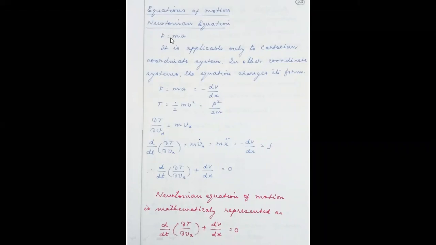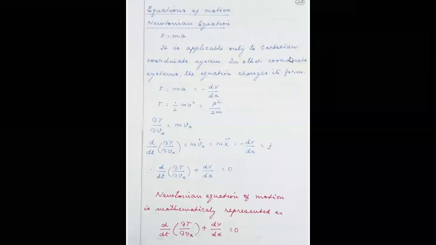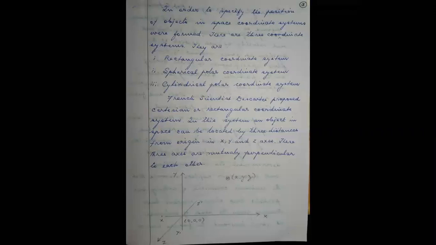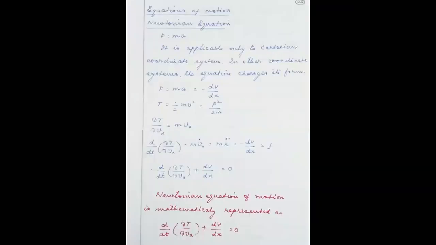But the main drawback of this equation is that it is applicable only to the Cartesian coordinate system. You may know what the Cartesian coordinate system is; I think we have already discussed it. It is also called the rectangular coordinate system. In a rectangular coordinate system, a point in space can be defined by three distances from the origin. Look here, this is the origin, the 0, 0, 0 point, and we are taking three mutually perpendicular axes, and any point in space can be described by three distances from the origin. This is the Cartesian coordinate system. So this Newtonian equation, force is mass times acceleration, is applicable only to the Cartesian coordinate system. In other coordinate systems, it changes its form. That is the main drawback of the Newtonian equation.